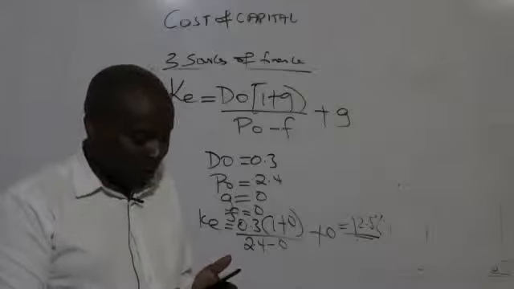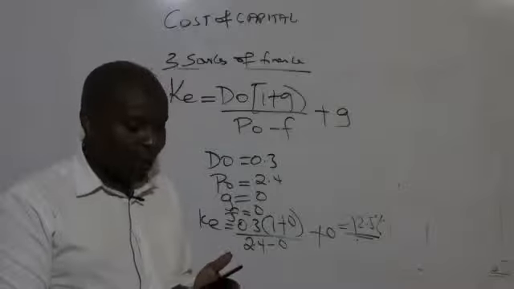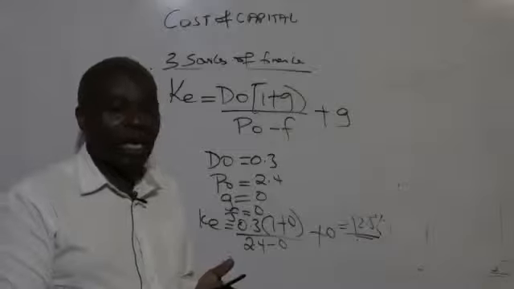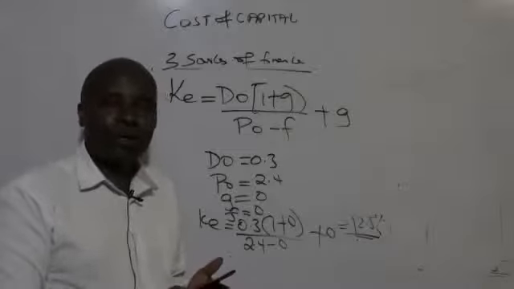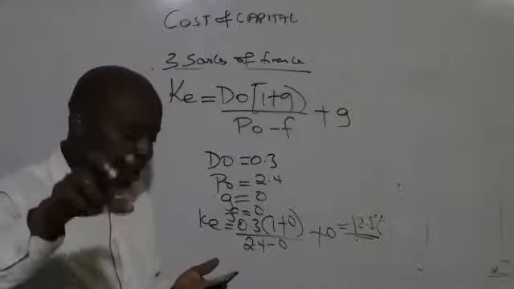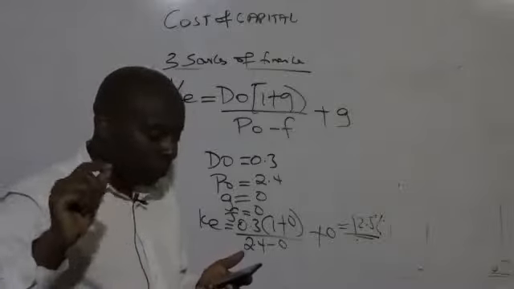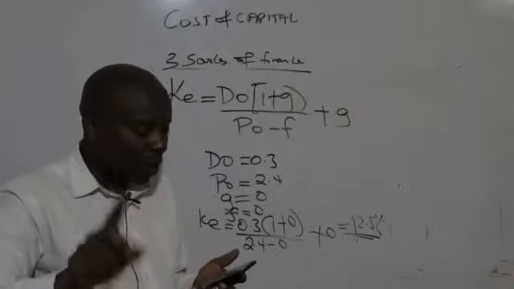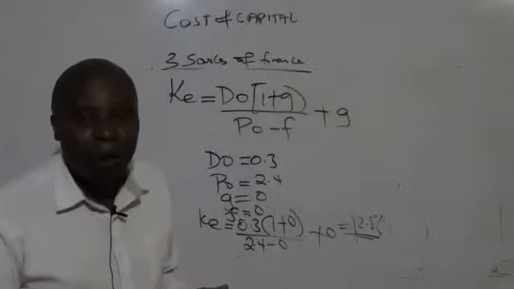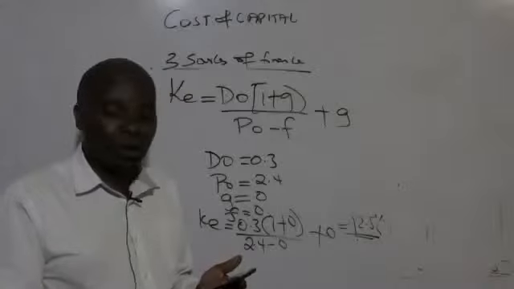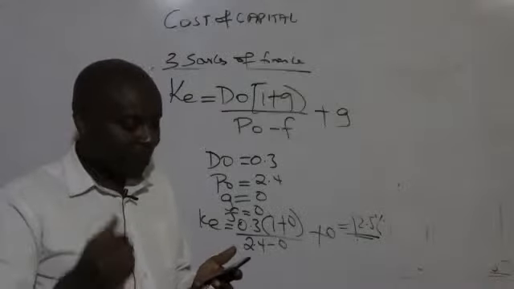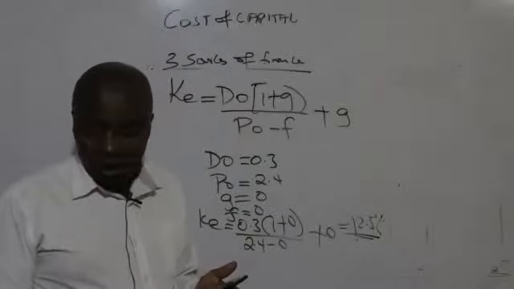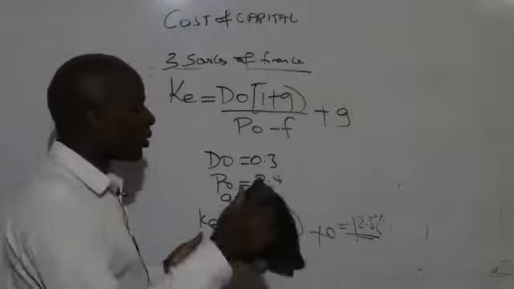Example 2, we are told A Limited has in issue Kenya shilling 0.5 million shares with a market value of 4.2. So this time around, our market value per share is 4.2. So our P0 is 4.2. A dividend of 0.4 per share has just been paid. So our D0 is 0.4. And this time around, dividends are growing at what rate here? At 6% per annum. Required, what is the cost of equity?